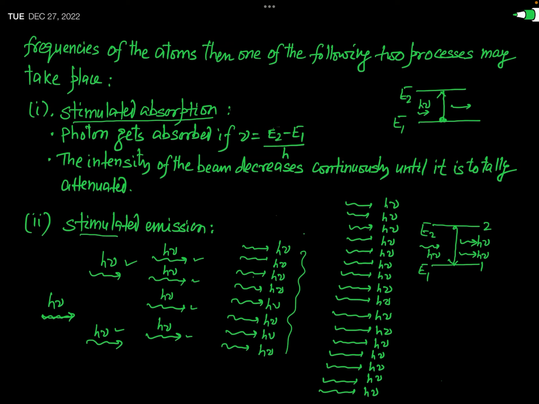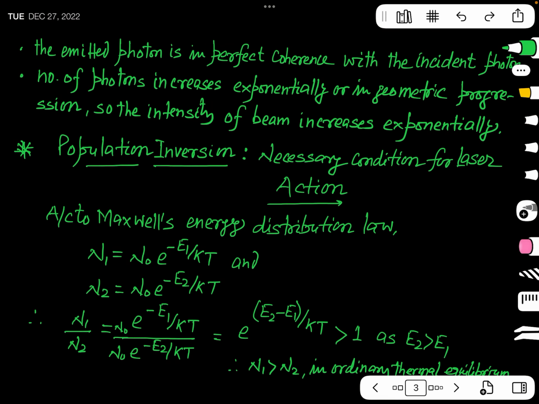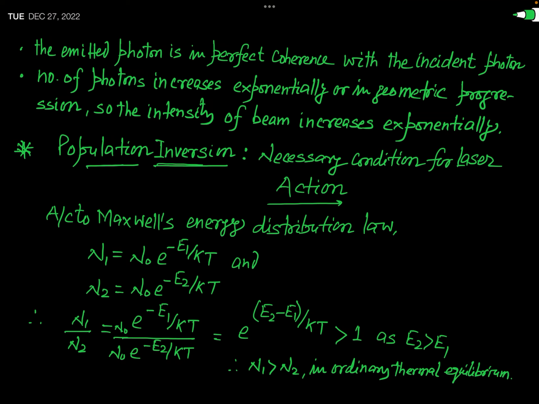And how will this take place? How can you say that stimulated emission will dominate over stimulated absorption? Actually, this will only happen when there is a particular phenomenon called population inversion. When population inversion takes place, only then will the stimulated emission dominate over the stimulated absorption. Now we will learn how this is so.